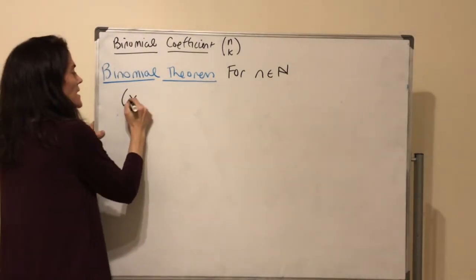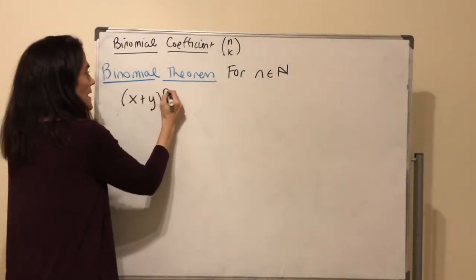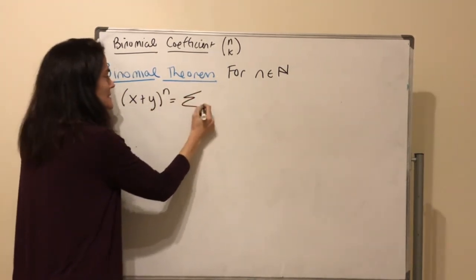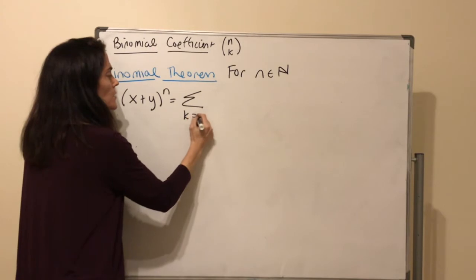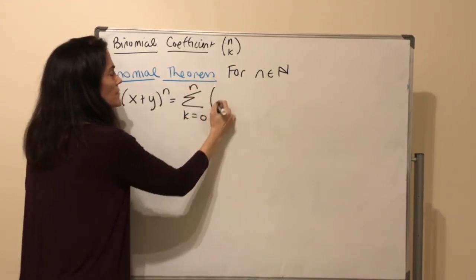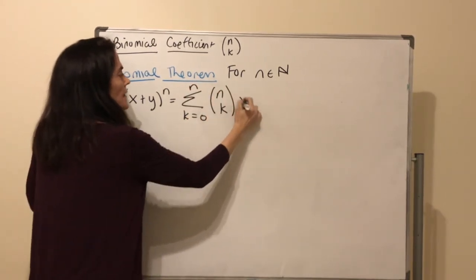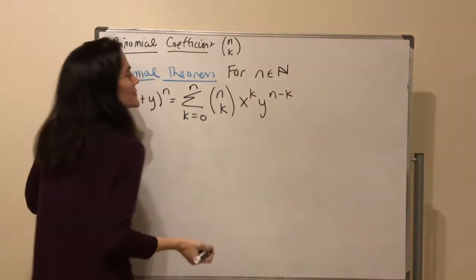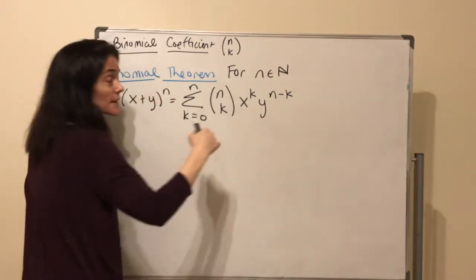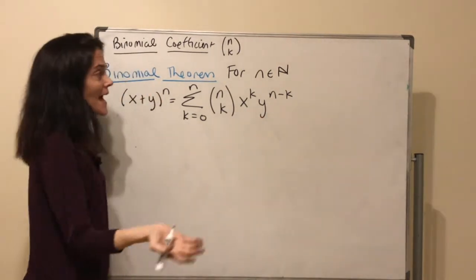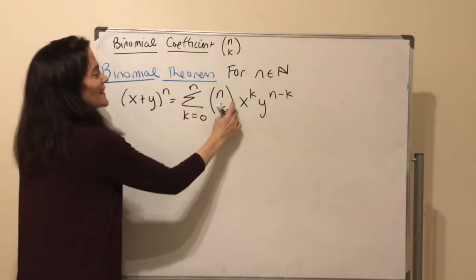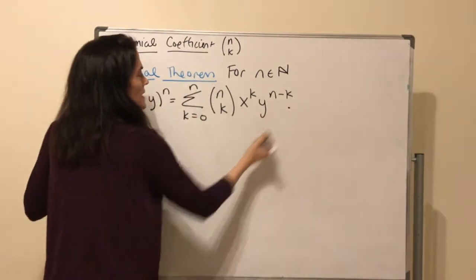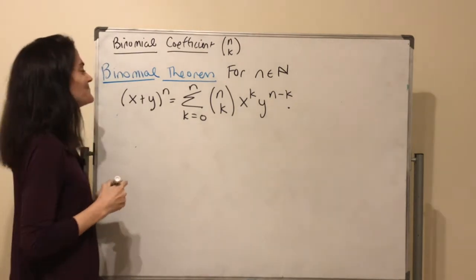If you have (x plus y) to the n, so here's a power of a binomial, then this is a sum, let's say k goes from 0 to n, of n choose k, and then we have x to the k, y to the n minus k. So the powers of x and y all add to n in each term, just as a comment. And this is the binomial theorem.